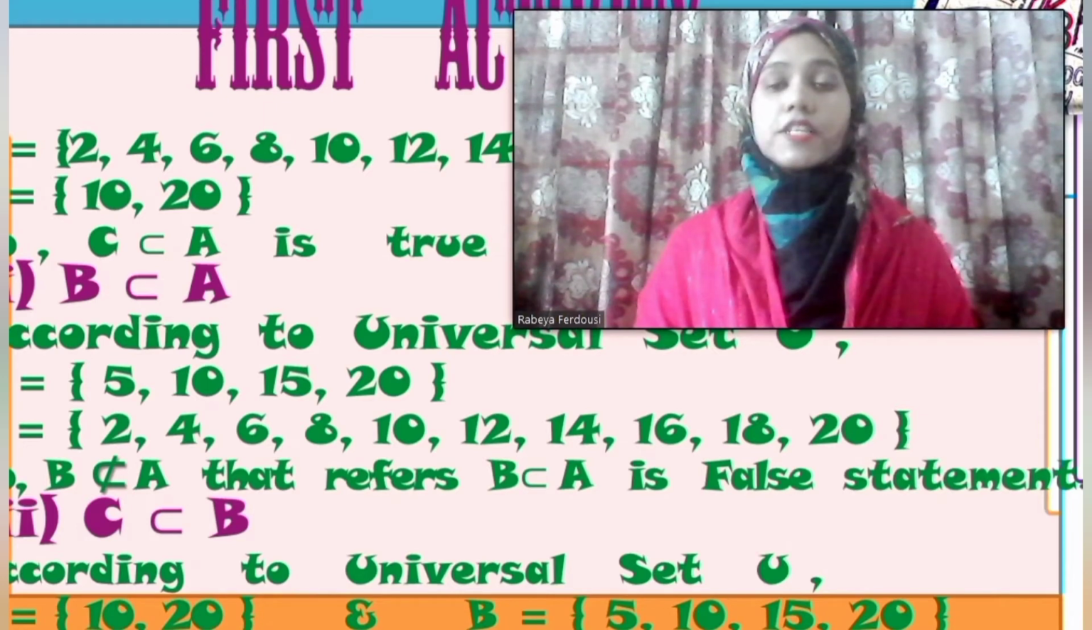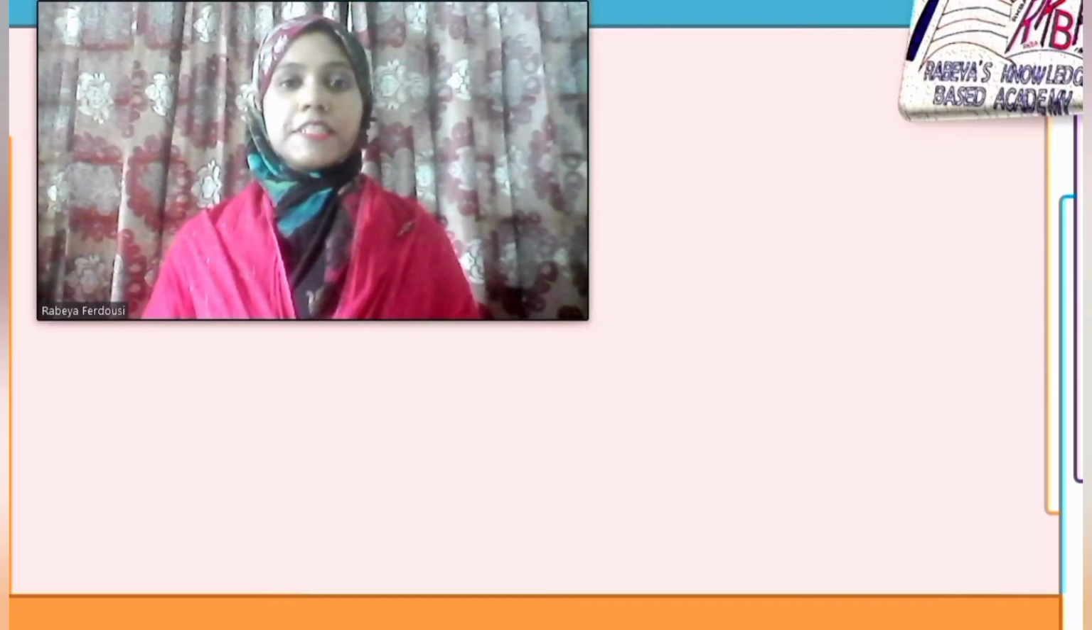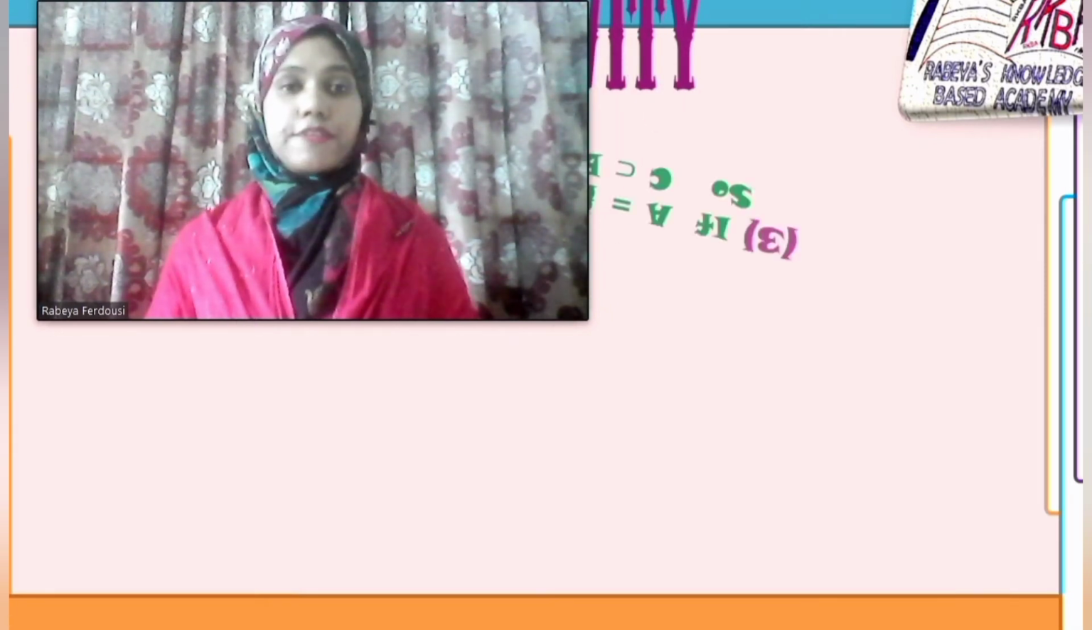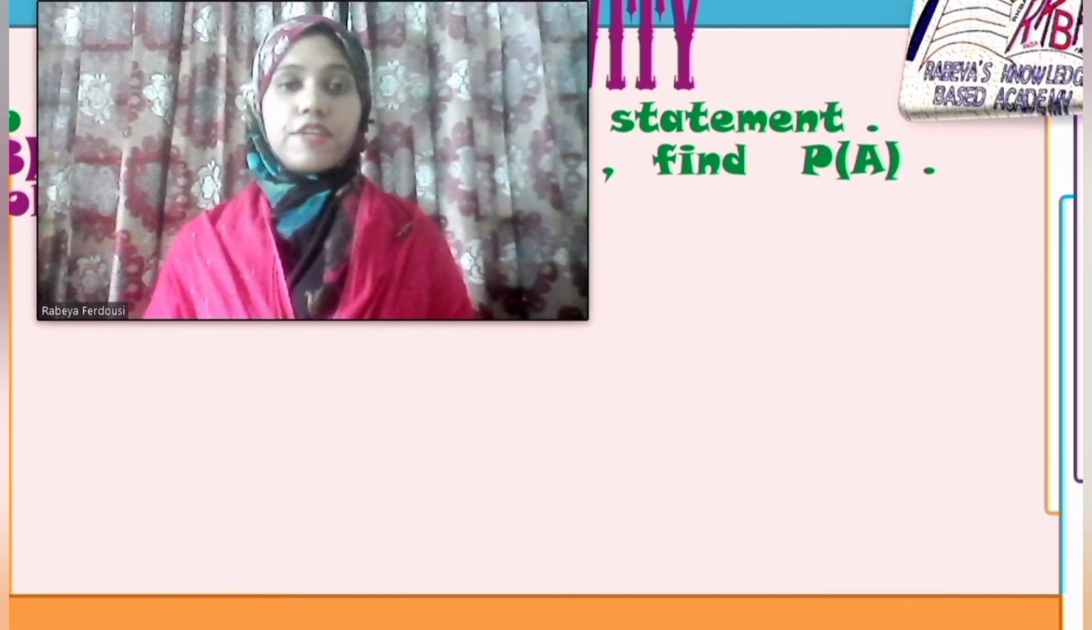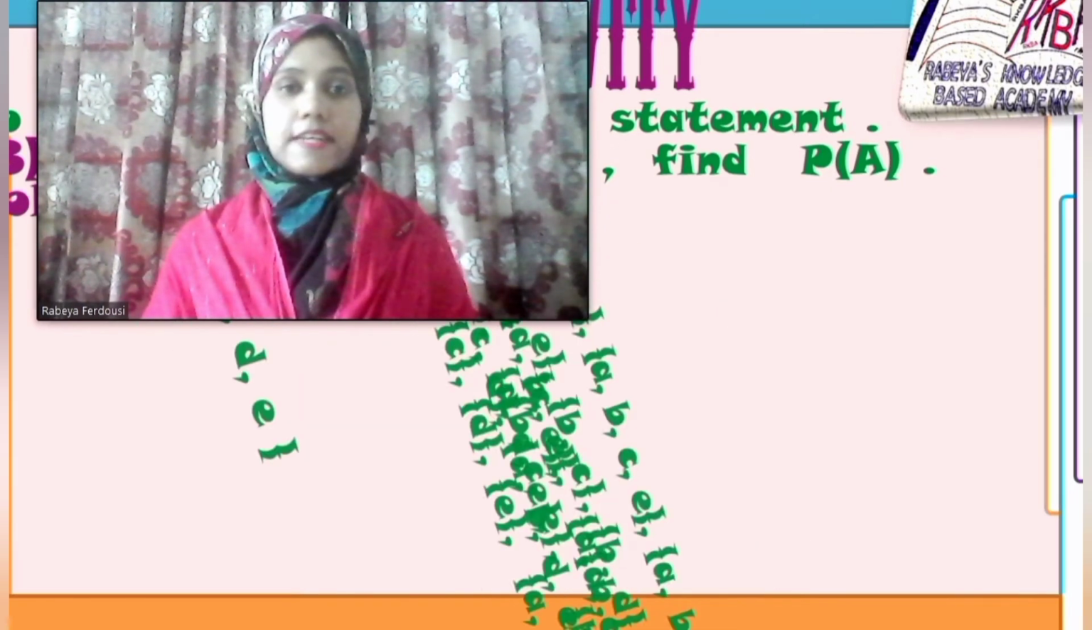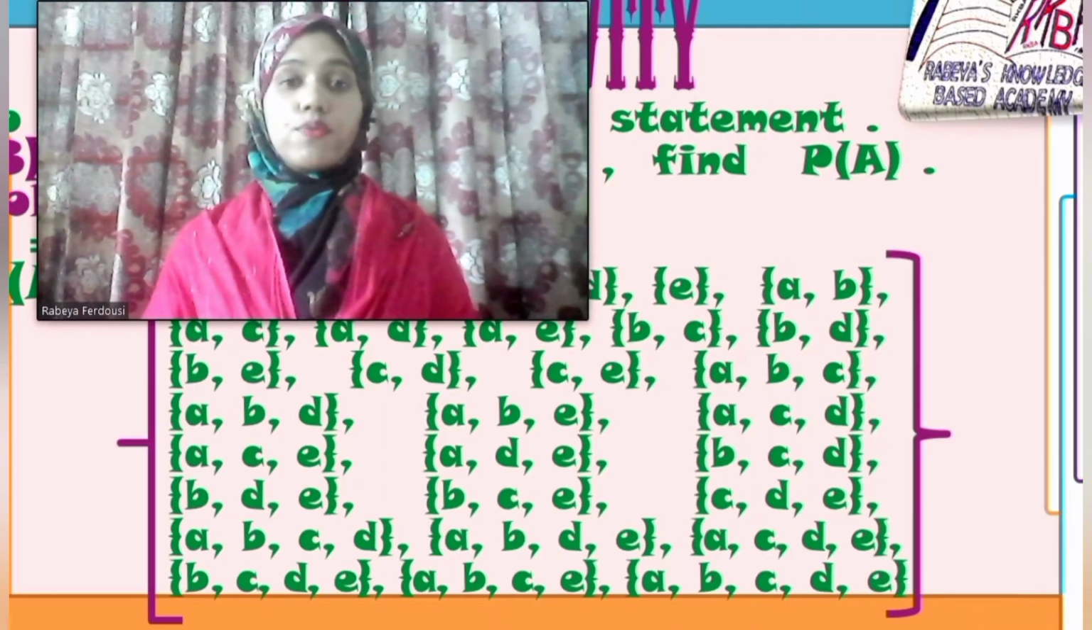Now we will solve the last math problem from the first activity of the chapter sets and functions. Question number 3: if set A equals {a, b, c, d, e}, then find the power set of A. To solve this question, at first we will recall the definition of power set. Gathering all the subsets of a definite set is known as the power set of that set.